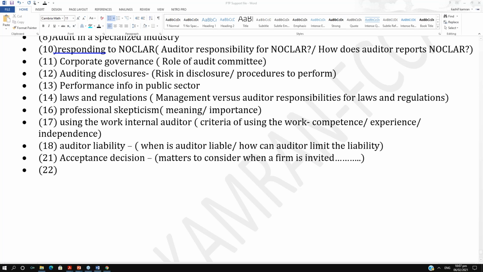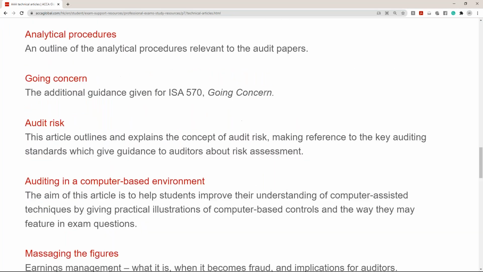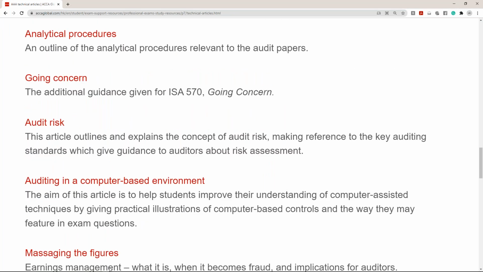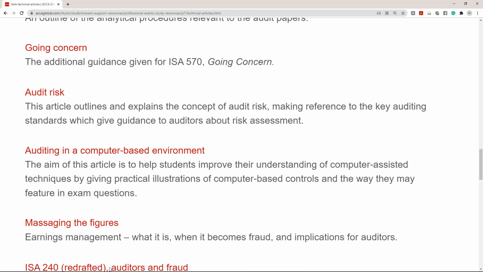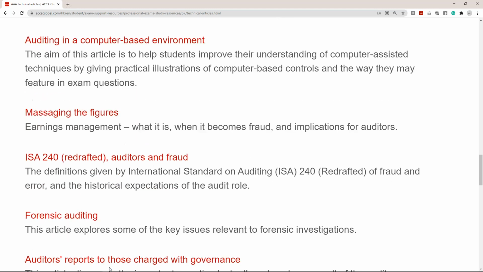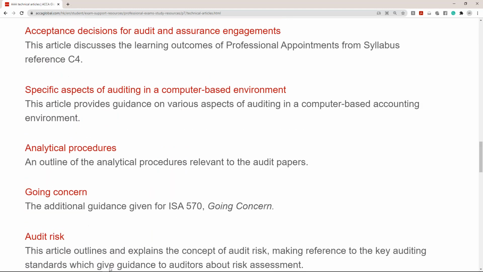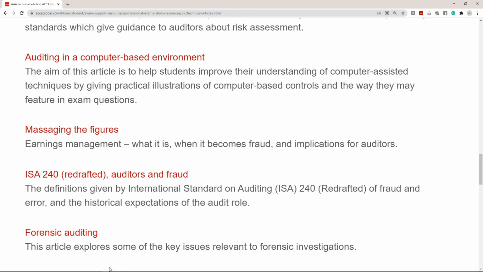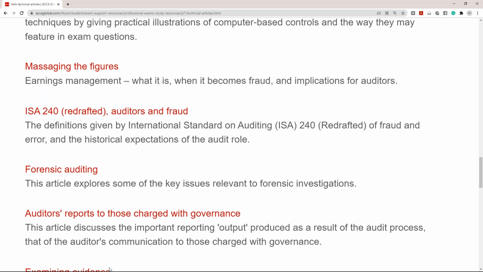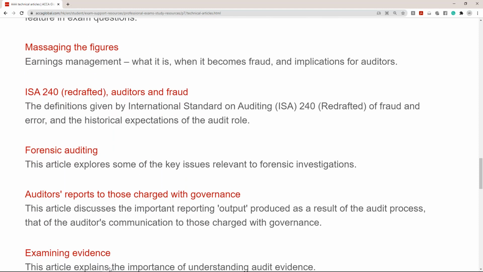Next, 22nd. Computer-based environment, very old, analytical procedures, leave them out. Going concerns, that's obsolete because going concern has come in the reporting question now and things have changed. Audit risk, no, audit risk is covered in the exam technique article. You know, that's an application topic. How many articles are we skipping? 21st, 22nd, no, 23rd, no, 24th, no, 25th, no, 26th, no, 27th, no. 28th, yes, auditor and fraud.